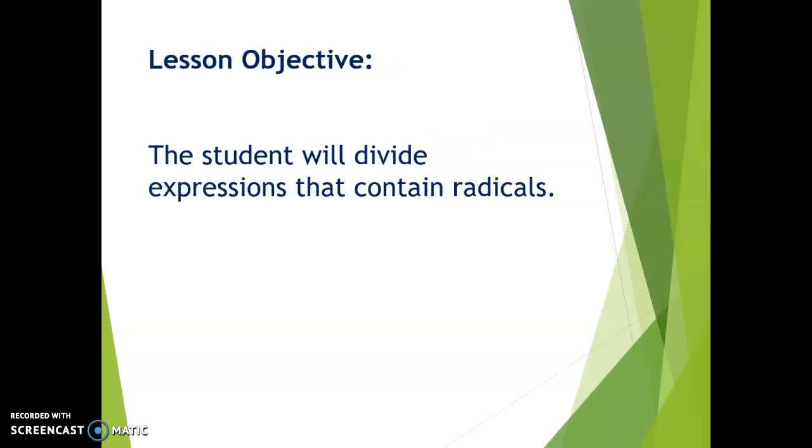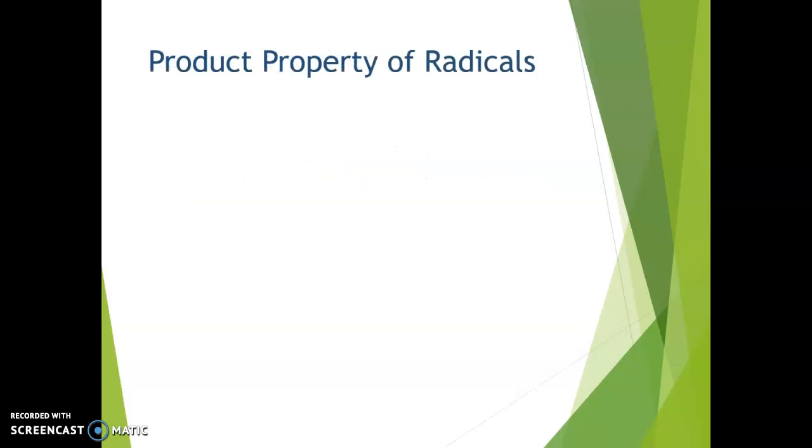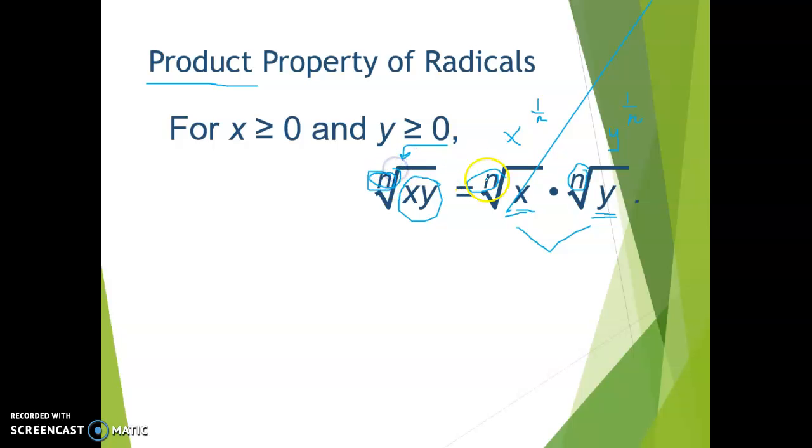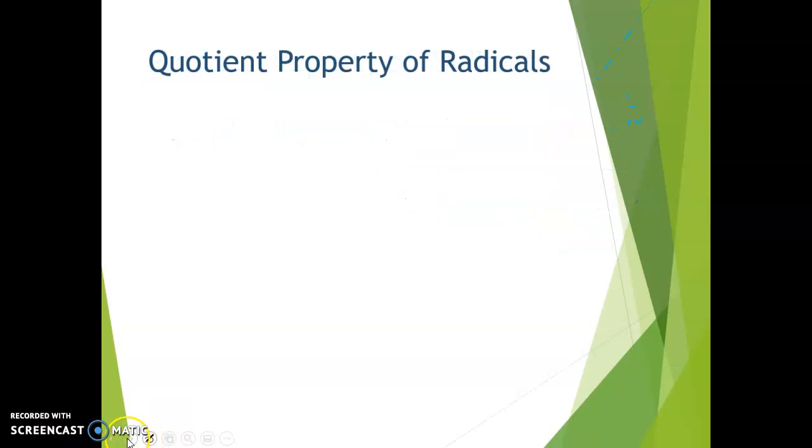Our lesson objective for today is this: you, the student, will divide expressions that contain radicals. Let's review that product property of radicals here. Product meaning that we're multiplying. And our product property of radicals says that for x is greater than or equal to 0 and y greater than or equal to 0, if we're given the product, we can separate it into its factors. Or if we're multiplying two factors, we can write that as one product. The thing that is important to remember is that when we are multiplying, our indexes do need to be the same.